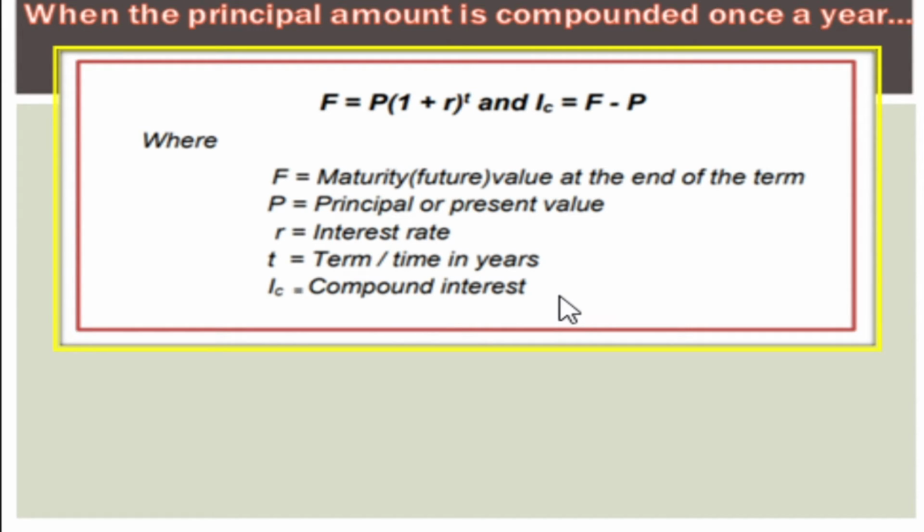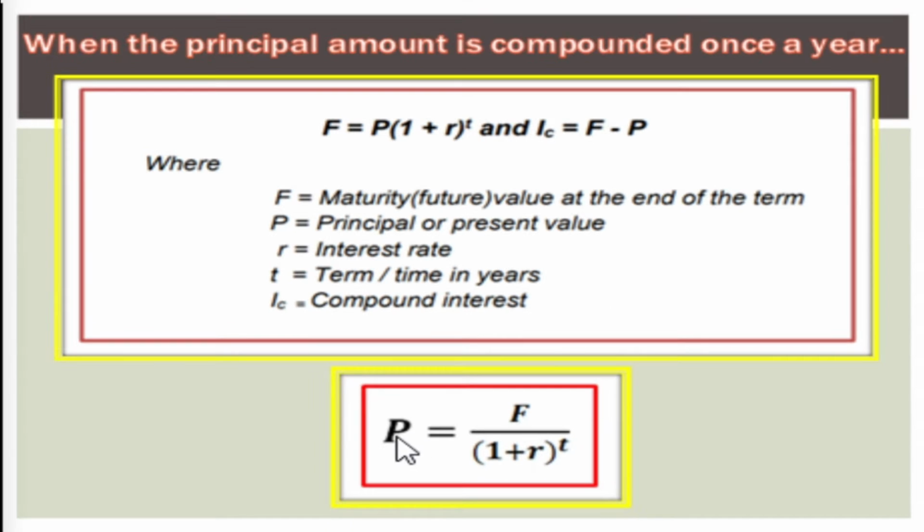But if we will look into the present value, P is equal to F all over the quantity of 1 plus r raised to the power of t. If we are going to divide both sides by 1 plus r raised to the power of t to get the formula for P.